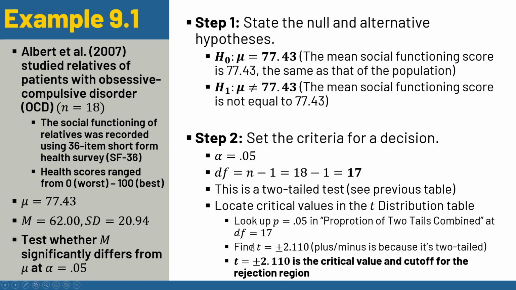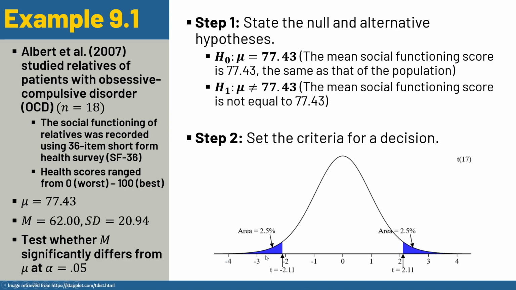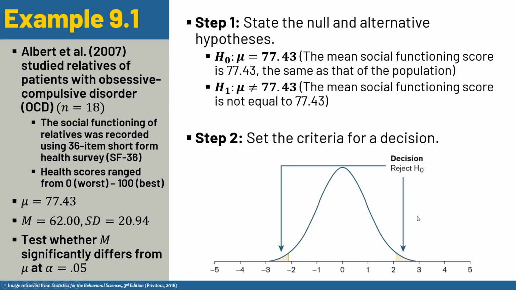But what we'll find is t plus or minus 2.110. And it's plus or minus because it's two-tailed. So to show that in a graph here, that's what we see. This is now a t distribution, t minus 2.11 and plus 2.11, splitting out the alpha, or the p, into 2.5% on either side of the distribution.